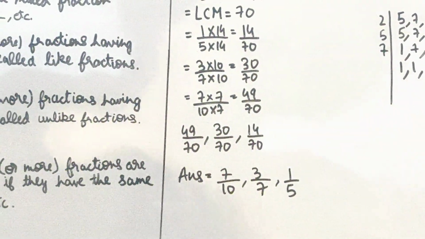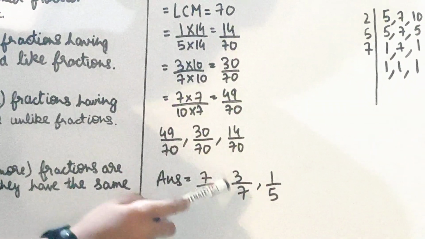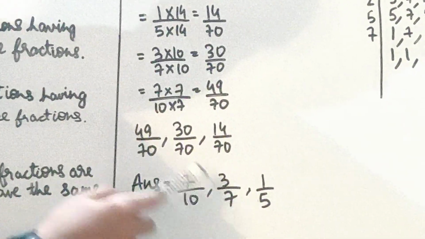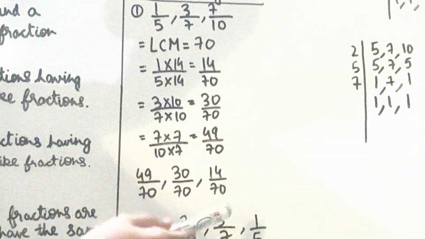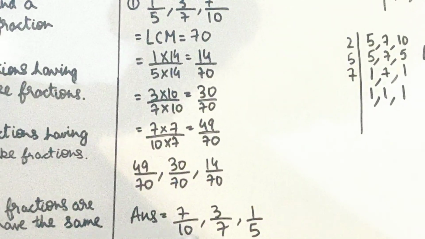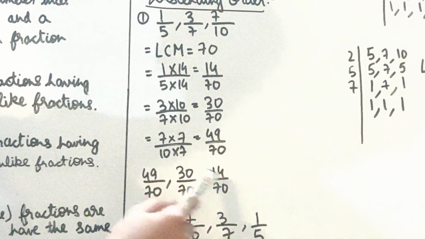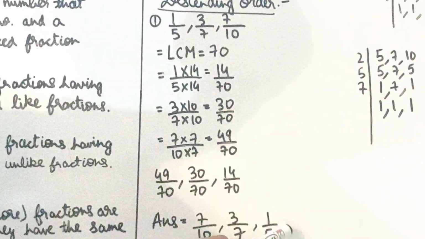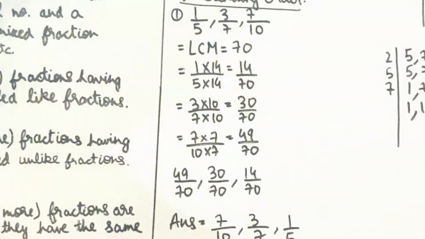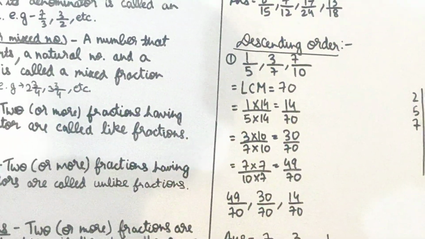Now we should remember that we have to write them in the original form. We have just made them into like fractions. But the originals are 7 upon 10, then 3 upon 7, then 1 upon 5. So this was the descending order.